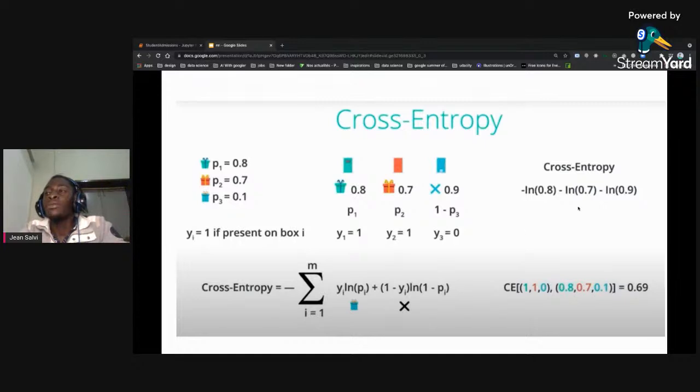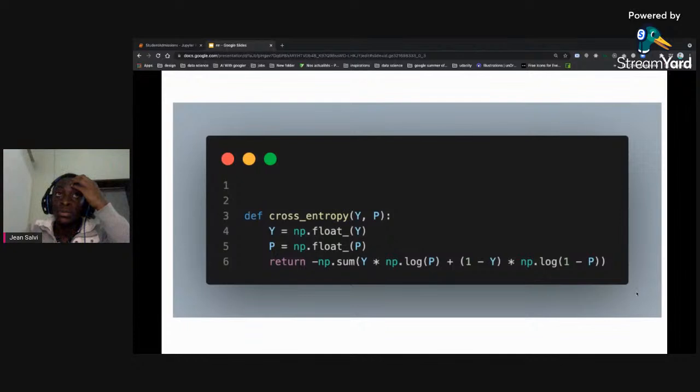So if we sum it up, you can see we have this loss function with this error. This is cross entropy if you want to implement it in code. Again, I'll come back to it while training a model.